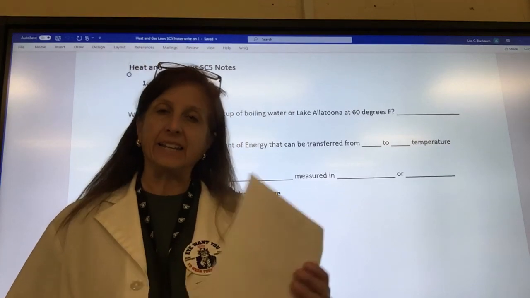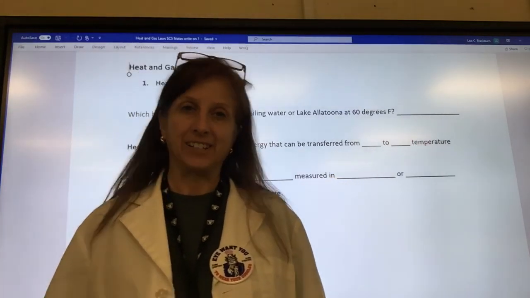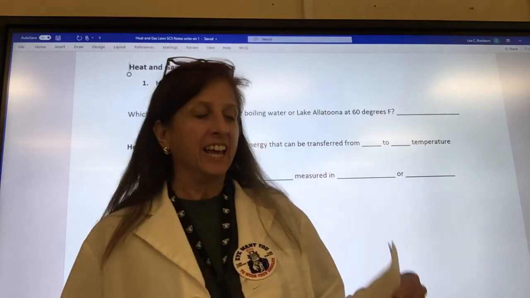I said a teacup of boiling water or Lake Allatoona, which is a lake near here, which I just like the way it sounds. It's fun. Allatoona. It has tuna in it. It sounds like the fish, so it's just funny.